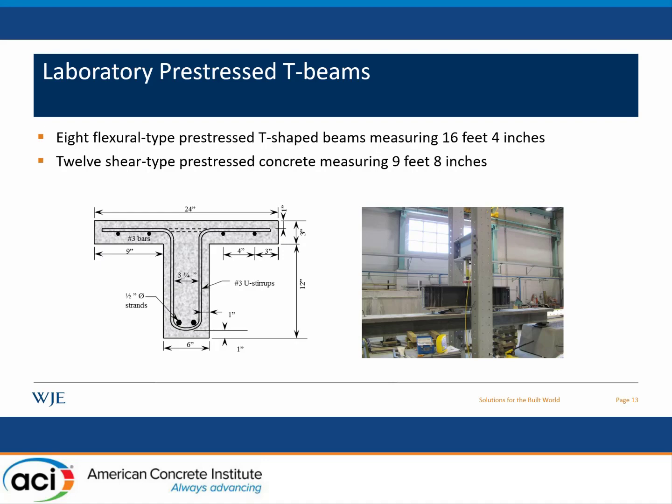We basically tested 20 beams. 8 of them were classified as flexural beams. We expected them to fail in flexural mode. The remaining 12 were shear type prestressed concrete beams, so these were shorter in span, and we deliberately reduced their shear reinforcement so they can fail in shear.